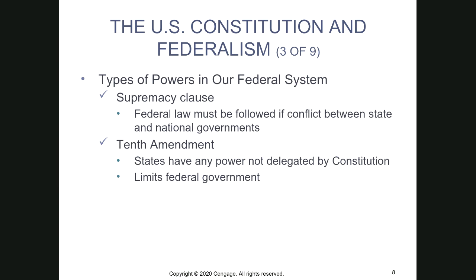Well, let's imagine that it's a concurrent power. Let's say that the state of Texas gets to do this thing, but the federal government also gets to do this thing. Okay, if there is a conflict between federal law and state law, then federal law must be followed. That's the supremacy clause that's in the United States Constitution. So if there's a conflict between the states and the federal government, the federal government is going to win.